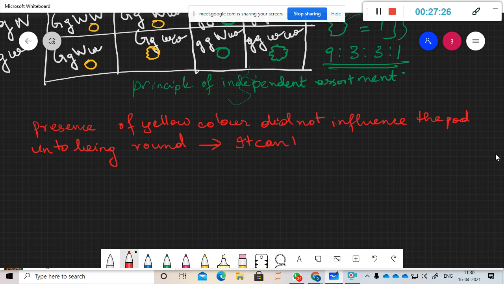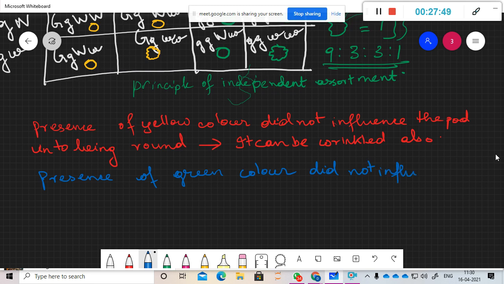It can be wrinkled also. At the same time, presence of green color did not influence the pod into being wrinkled. It can be round also. So this is Mendel's laws. Now let us go to the next part, which is extension of Mendelisms.